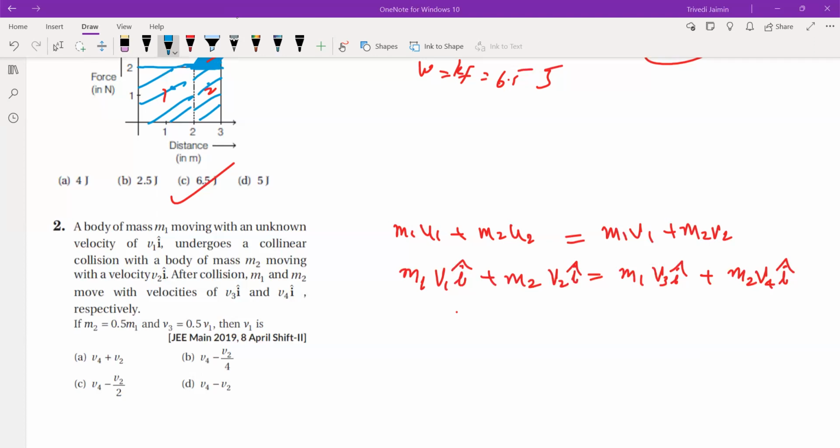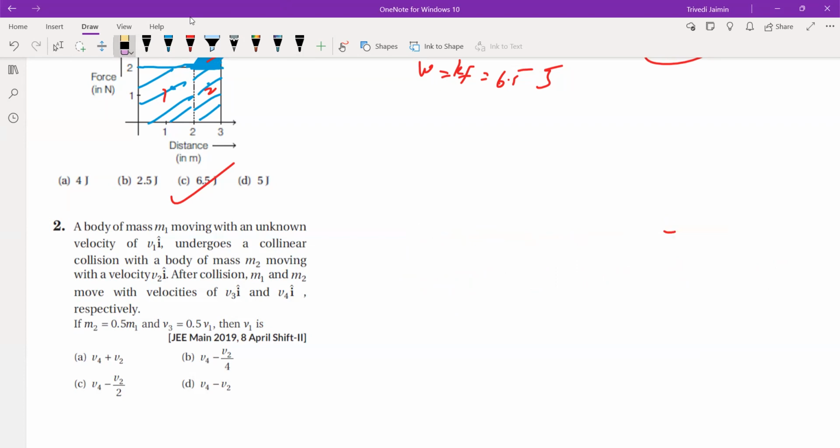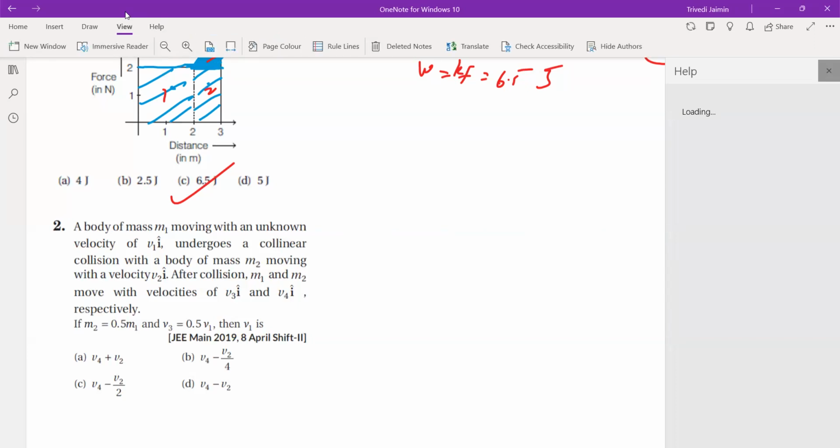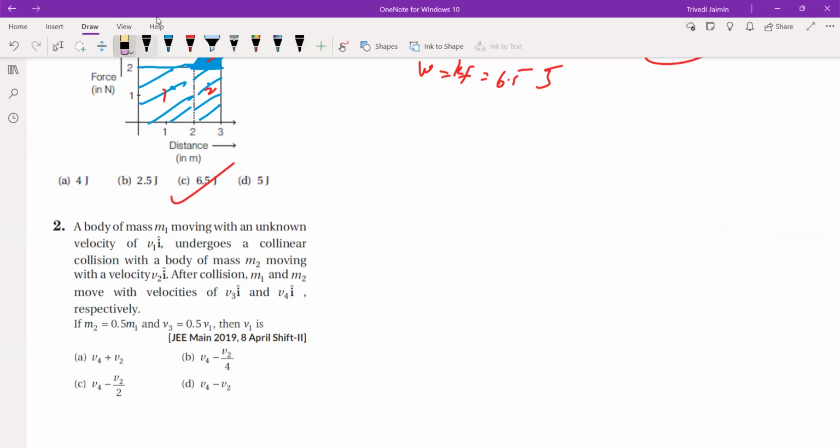So can you explain how you got the equation again? This equation? Okay. Yes, sir. Sure. So this equation, let's start with the basic equation first. Initial momentum should equal final momentum as per the conservation of momentum.